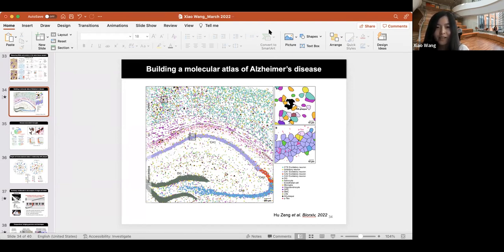Okay, so the second question is, what magnification objective do you use for imaging thicker tissue samples? That's a great question.